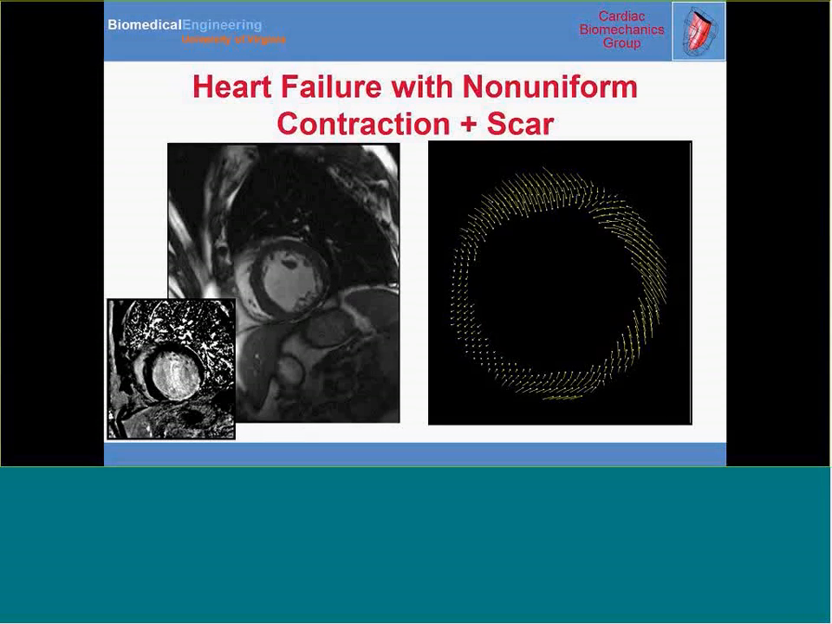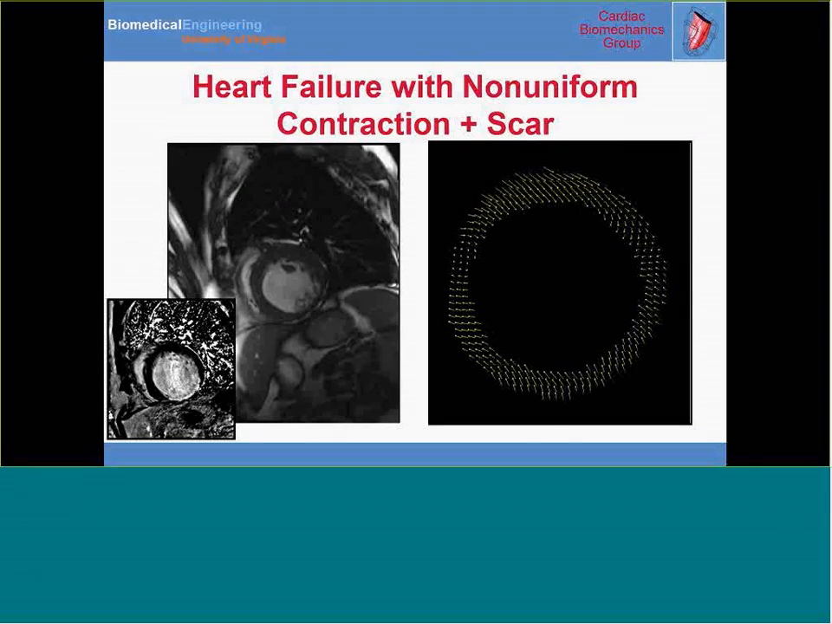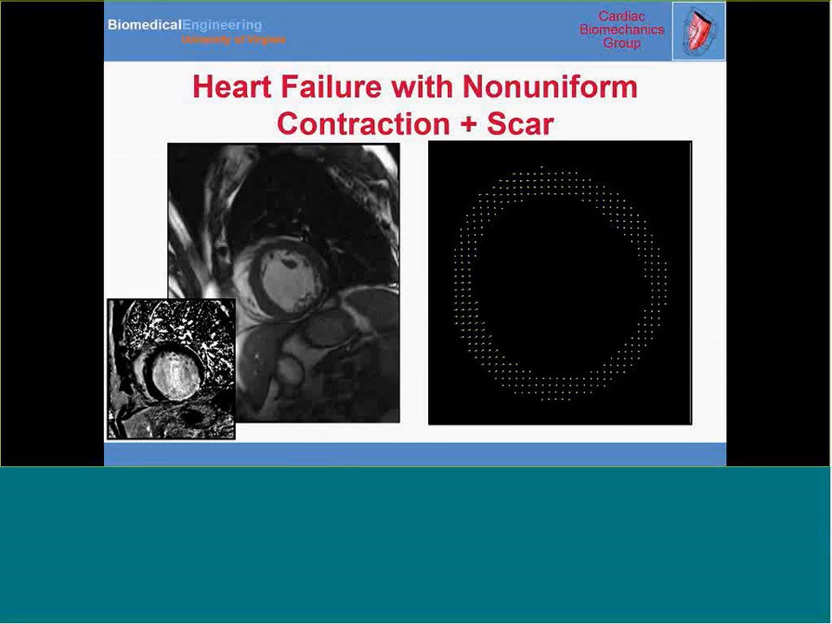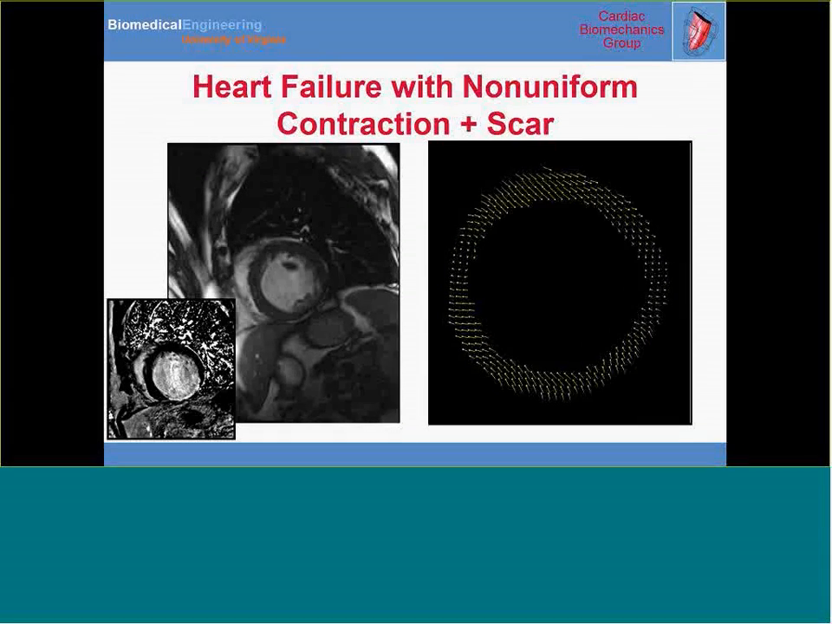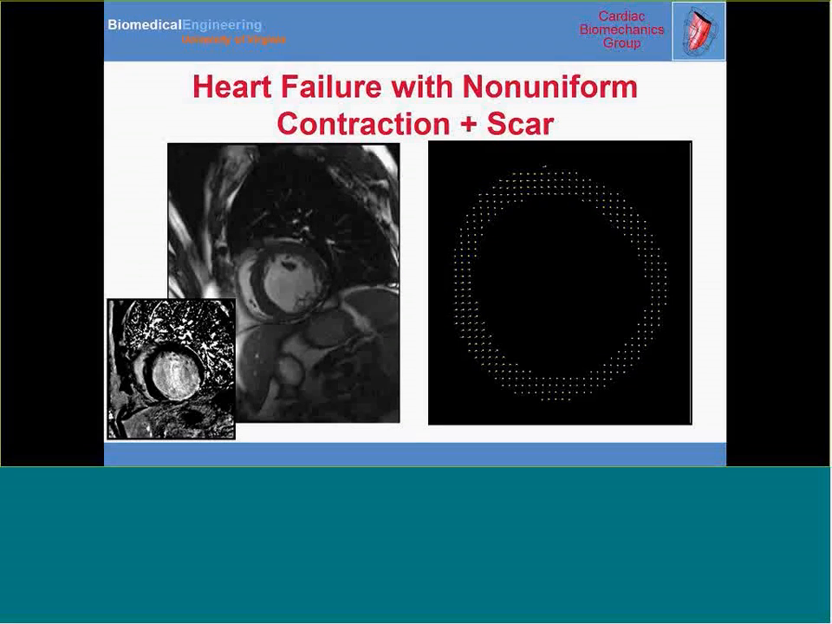The idea of CRT is to put pacemaker leads in multiple locations and stimulate in order to force this heart to contract all at the same time instead of what it's doing right now. But part of this desynchrony is because of the scar. And so you have to be able to take that into account. That varies from patient to patient.